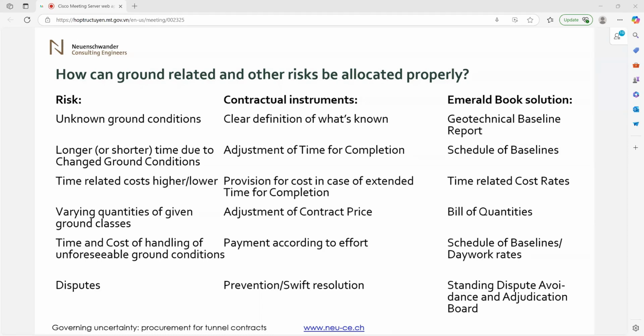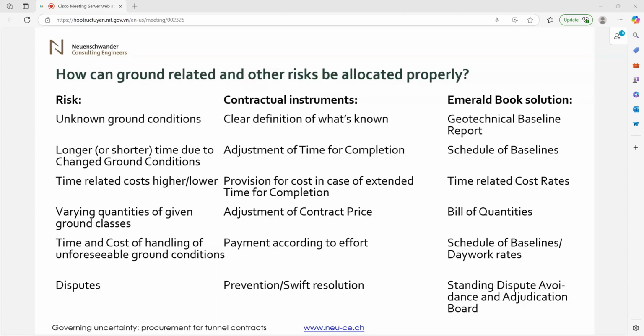Time-related costs may be higher or lower due to longer or shorter time than what was foreseen due to changed ground conditions. In order to allocate risk of that kind properly, we need a provision for cost in case of extended time for completion. In the Emerald Book, we provide time-related cost rates you may use.